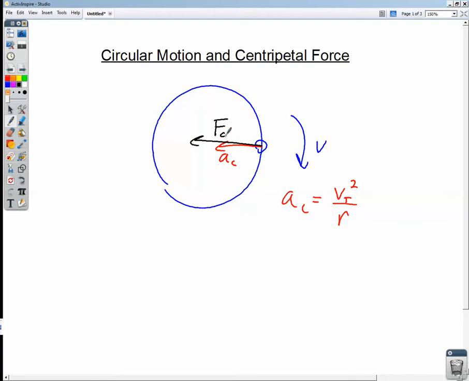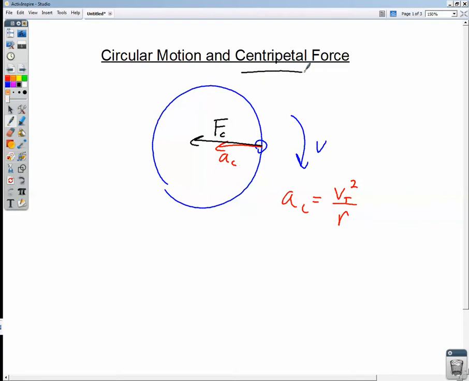Not centrifugal force, but centripetal force. It's spelled for you up here at the top. Centrifugal force is a fictitious force. It's a force that we feel as a result of going in a circle, but it's not an actual force. It's a reference frame issue, and we'll talk about that in class.